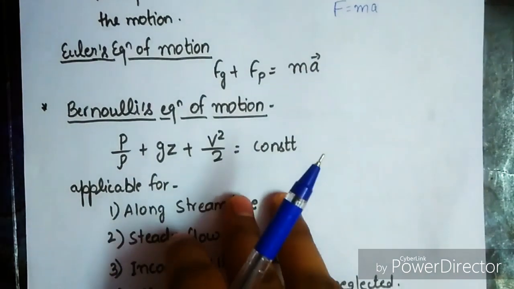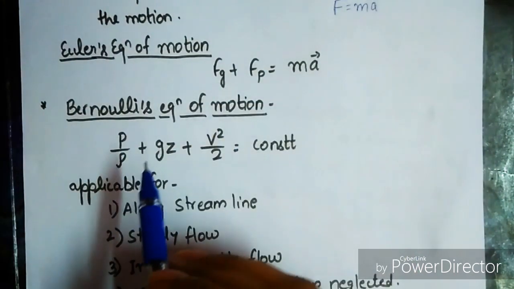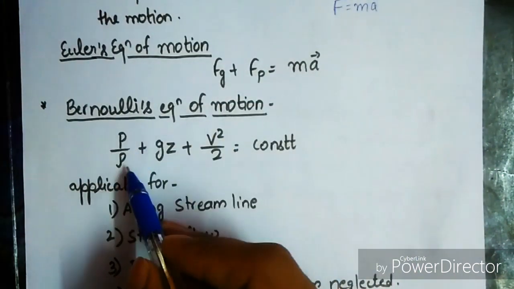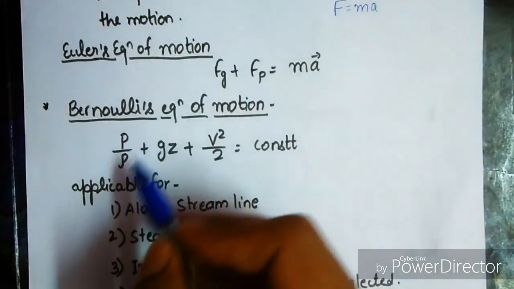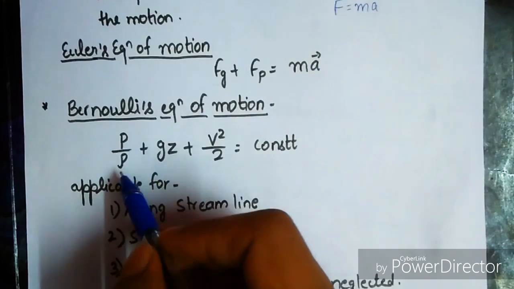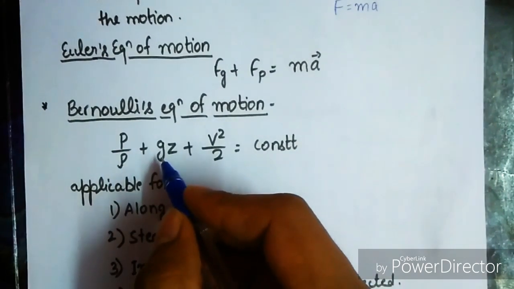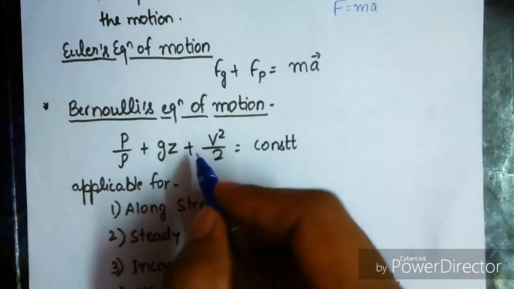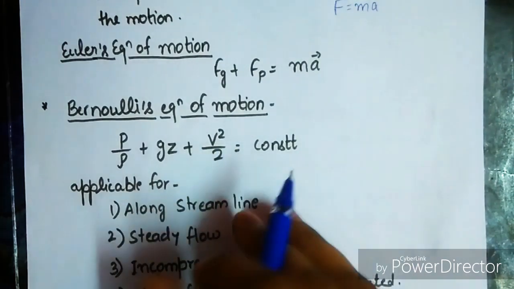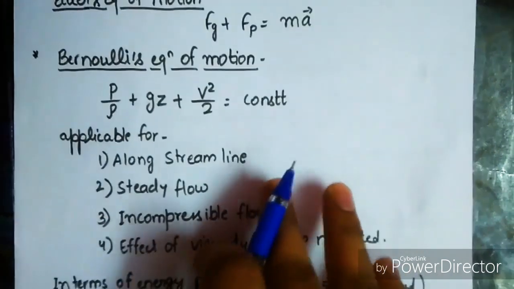From this Euler's equation of motion, the Bernoulli equation is P upon rho plus gz plus v square by 2. We know the meaning of the respective terms. P is the pressure, rho is the density, g is the acceleration due to gravity, h is the elevation above the datum of the water or the liquid, and v is the velocity of the flow. This is equal to constant.